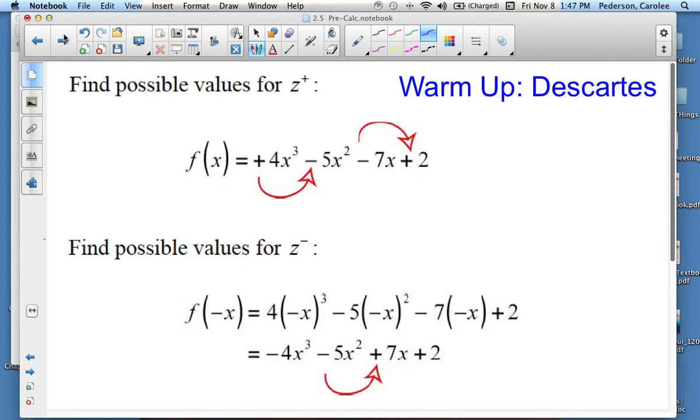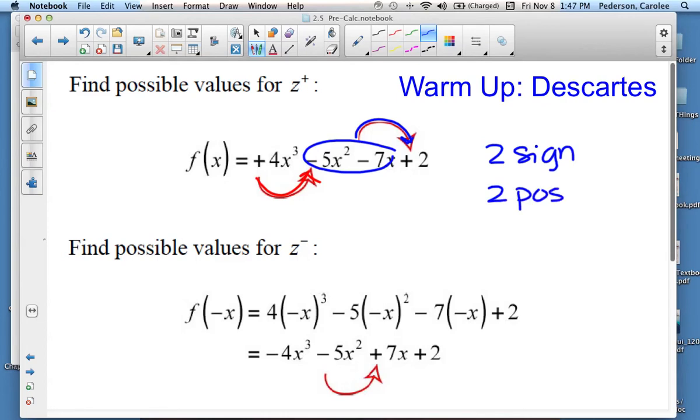We'll do an example here again. If here is my function, I'm going from a sign change from a positive to a negative. And then, if you notice, these are negatives, and we're going over to one positive. So that means we have 2 sign changes. That means we have 2 possible positive roots in this example.